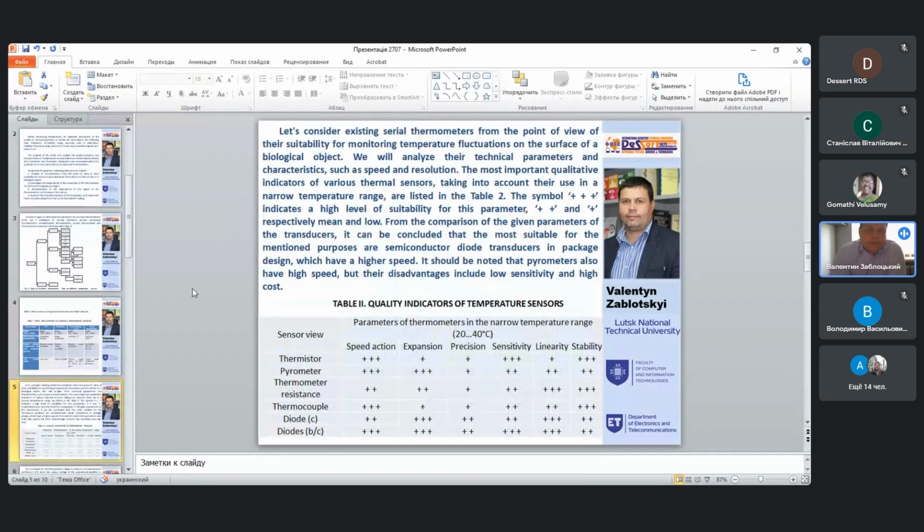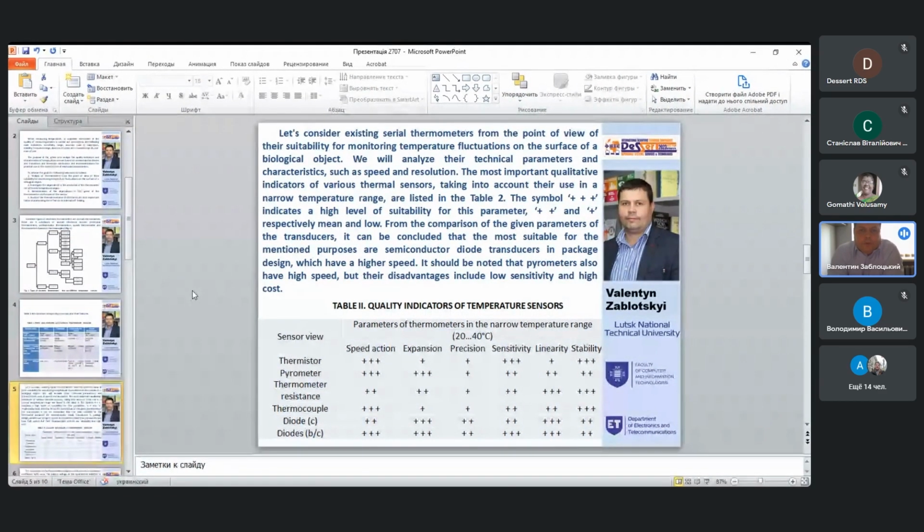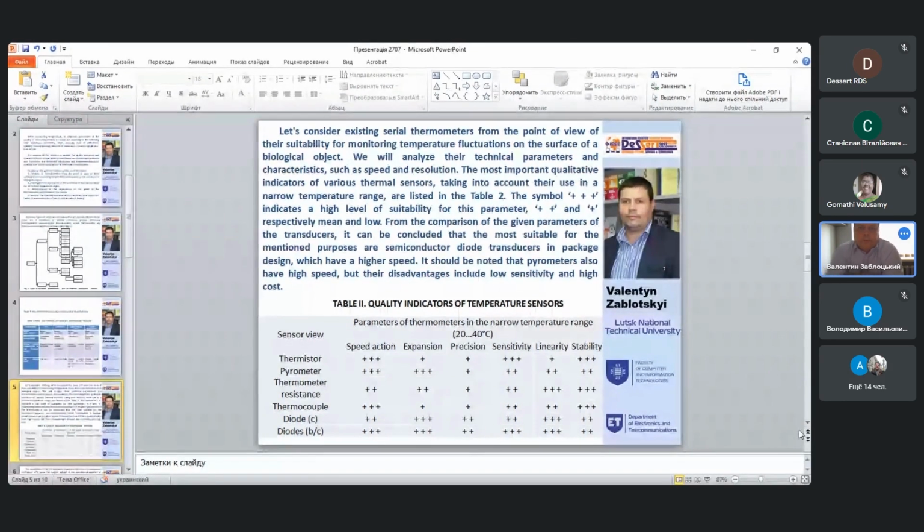So let's consider existing serial thermometers from the point of view of their suitability for monitoring temperature fluctuations on the surface of a biological object. We will analyze the technical parameters and characteristics such as speed and resolution. The most important quality indicators of various thermal sensors, taking into account their use in a narrow temperature range, are listed in table 2. The symbol 3+ indicates a high level of suitability for their parameters. 2+ and 1+, respectively, mean medium and low.